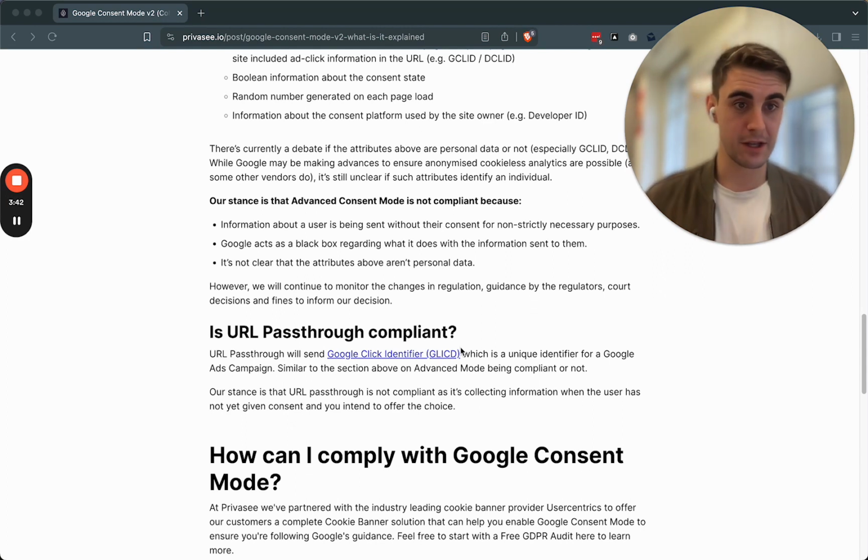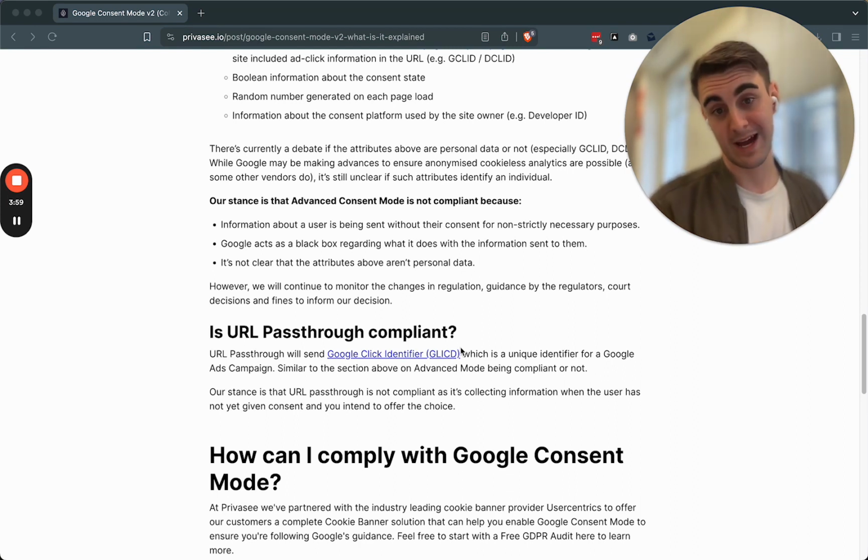And there are two ways in which we can implement this. The first one being the basic mode and then the advanced mode. The basic mode is much more restrictive. The advanced mode is less restrictive. It's also worth noting that in the advanced mode, Google will still use that information to give you some insights on your dashboard.